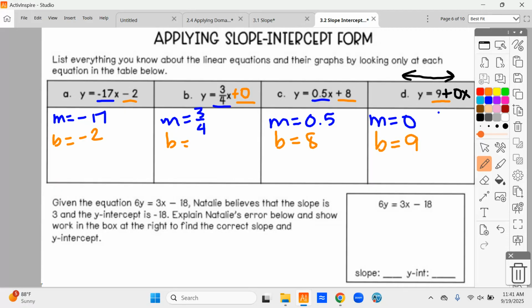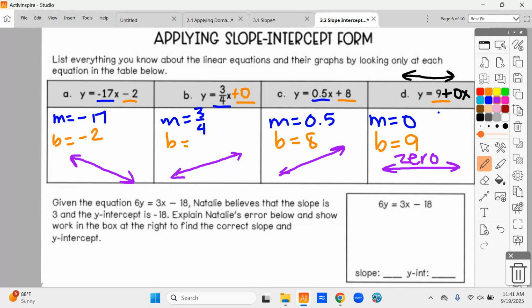Now we're going to draw a quick sketch of each graph. This would be a downhill line, so it's decreasing. This would be an uphill line because it's a positive slope. This would also be an uphill line because it's a positive slope. And this would be a horizontal line because it's a 0 slope. And I'm just going to write the word 0 because we need to remember that.